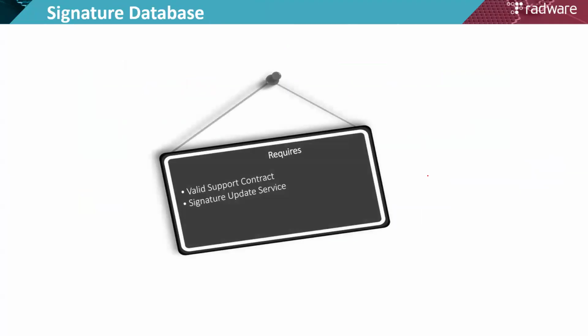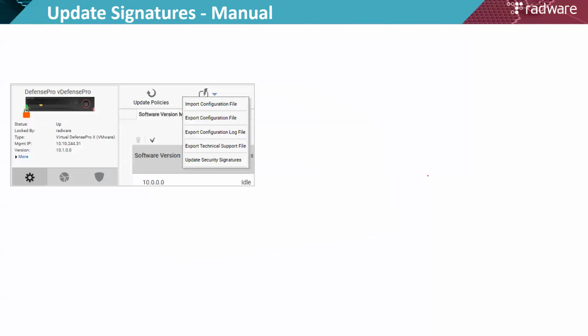Next, we are checking the signature database. So signature protection. If you're subscribed to signature protection, you will be getting periodic signature updates as well from Radware. Along with that, you also need to create signature description files as well. So where can we do that?